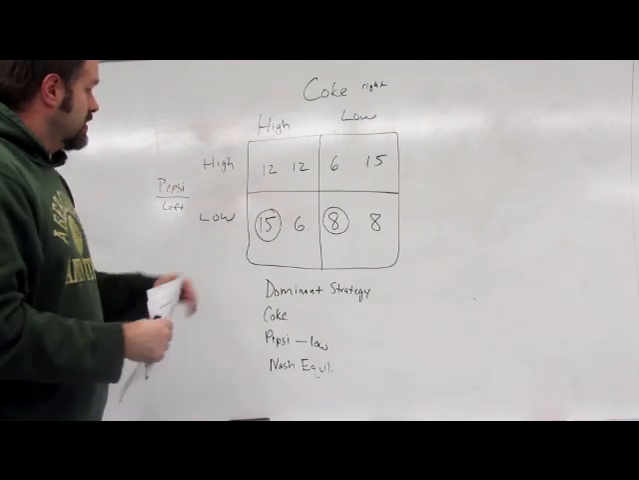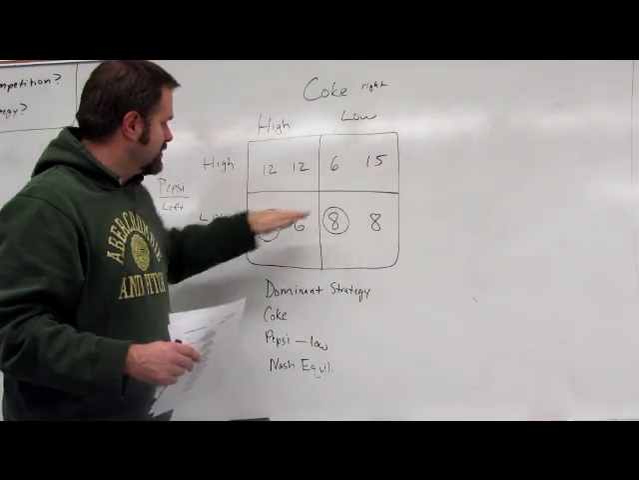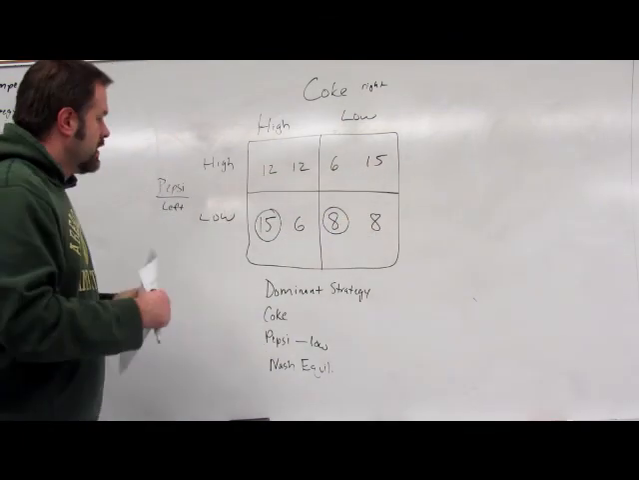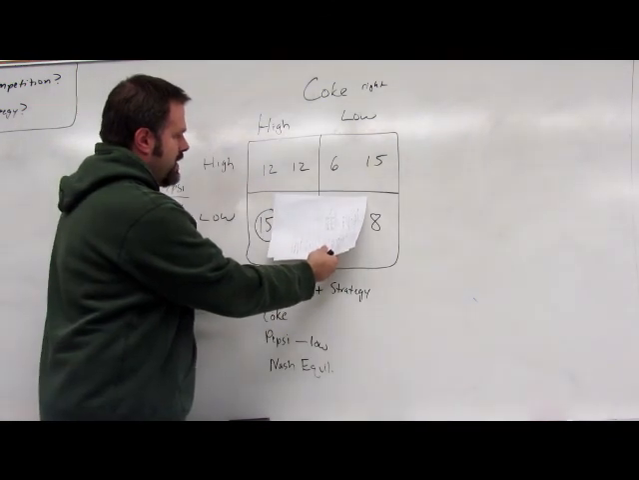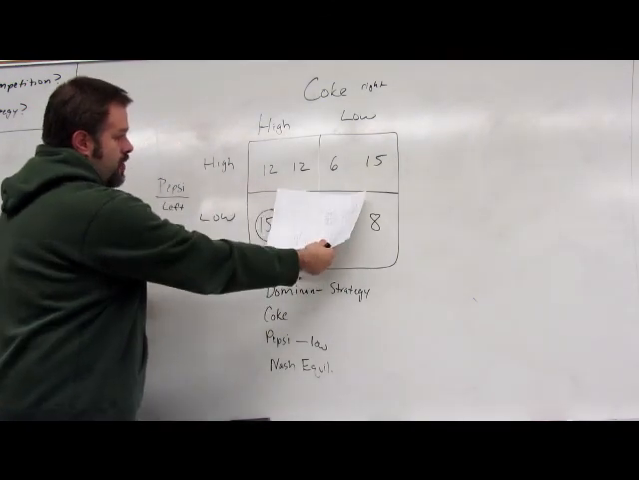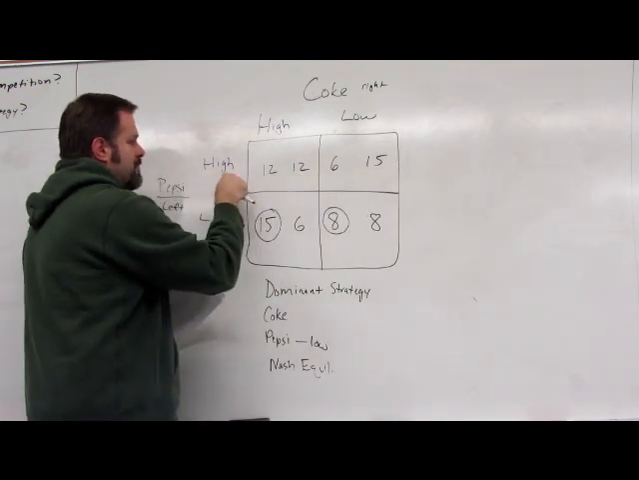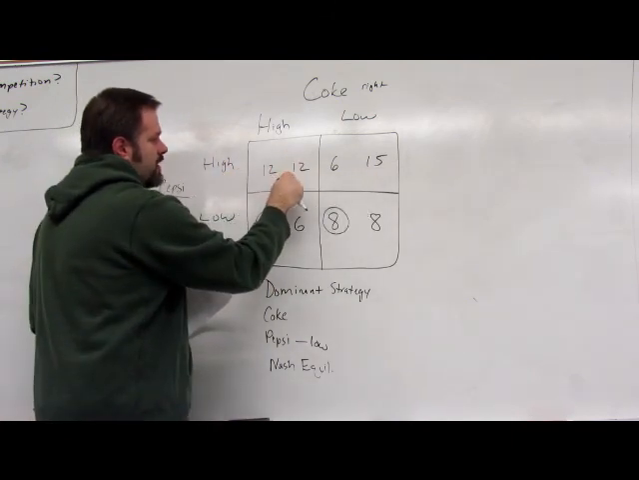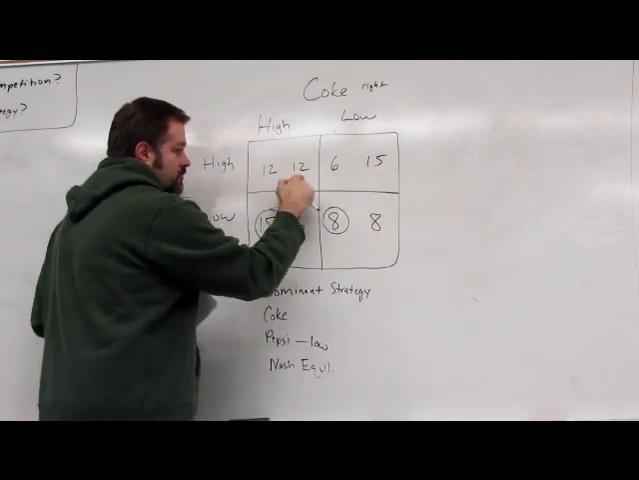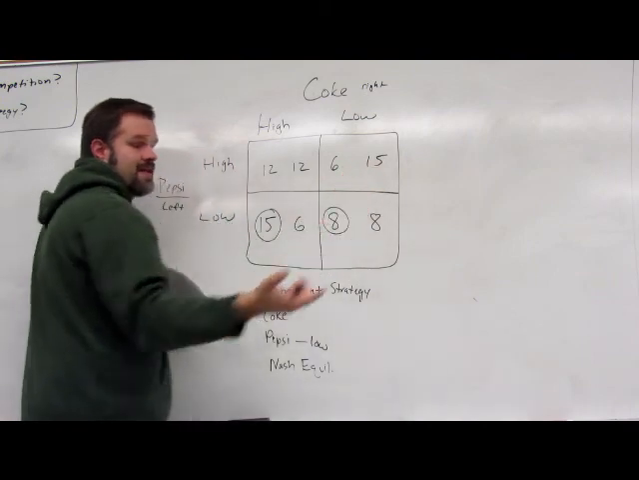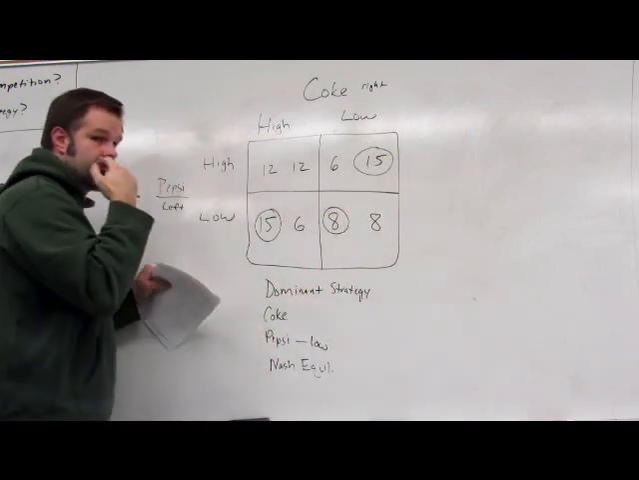Also, top of the matrix, we're going rows instead of columns. So we're going to look at these two and then those two. So if Pepsi has a high price strategy, we're going to ignore the bottom row and just look at these two prices. Pepsi has a high price strategy. Is Coke going to go with a high price strategy or a low price strategy? Are they going to go with 12 or are they going to go with 15? The answer is they'll go with 15 because 15 is higher than 12.